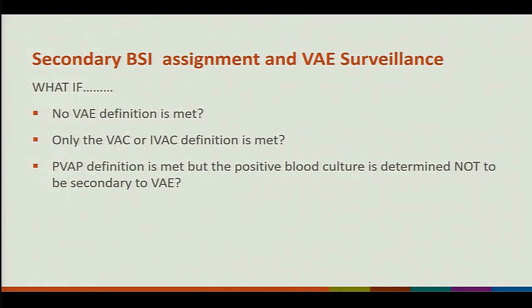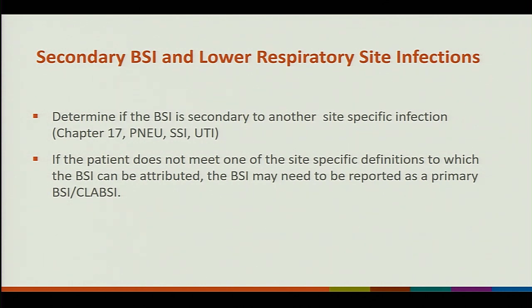So what happens if no VAE definition has been met, or you've only met VAC or IVAC, but you also have this blood culture that you're looking at? Or what if you have a PVAP and a positive blood culture, but the blood culture is determined not to be secondary to VAE? You can determine if the BSI is related to another site-specific infection, such as pneumonia or an SSI, or if you are unable to meet one of the site-specific definitions, you will have to evaluate whether you have a primary BSI or a CLABSI.